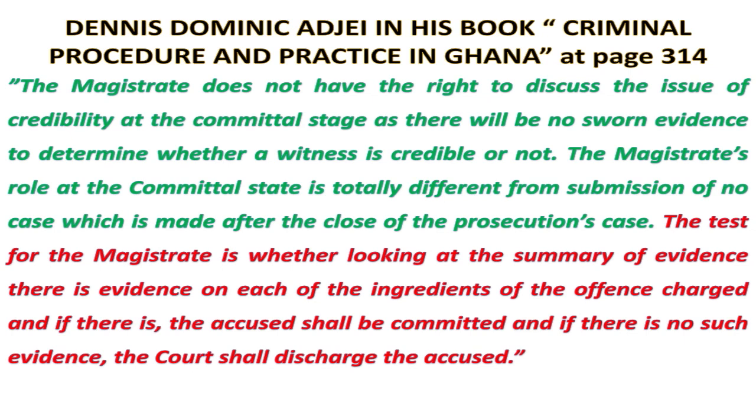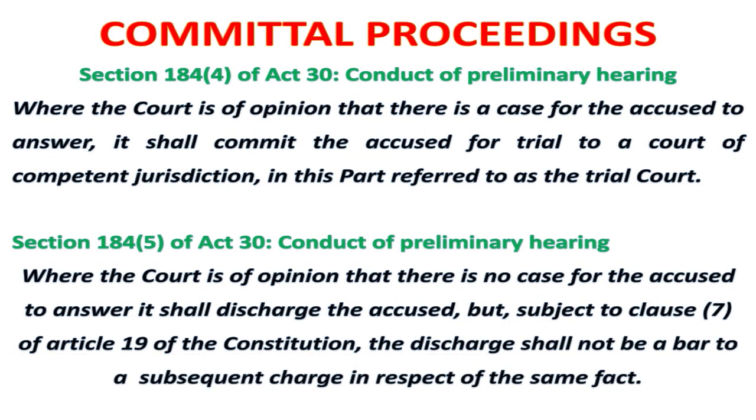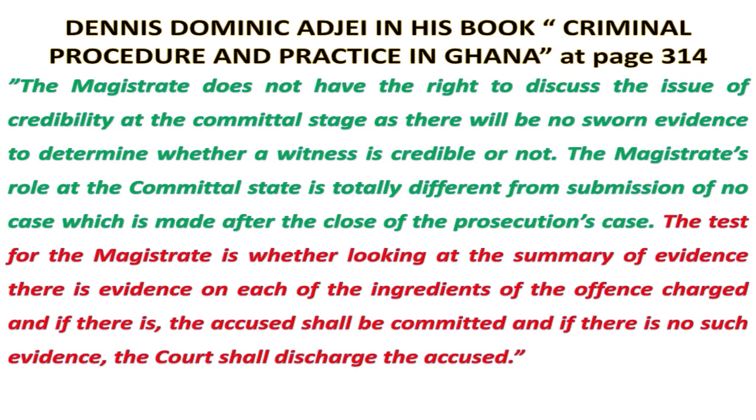So the test for the magistrates is whether, looking at the summary of evidence, there's evidence on each of the ingredients of the offense charged. And if there is, the accused shall be committed. And if there's no such evidence, the court shall discharge the accused person. So when you read section 184 and you want to find out the guiding principles that will guide the court to know whether to commit an accused for trial or not, listen to the words of Sir Dennis Dominic J. in his book Criminal Procedure and Practice in Ghana.